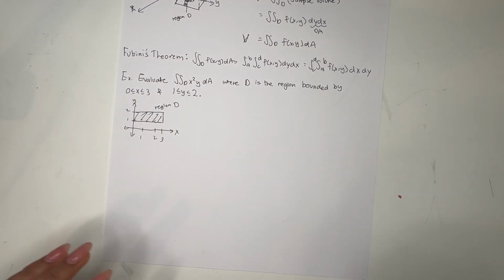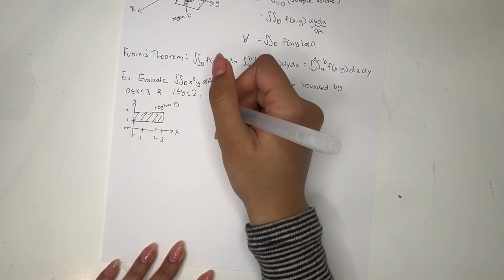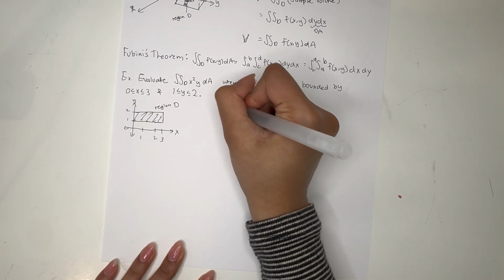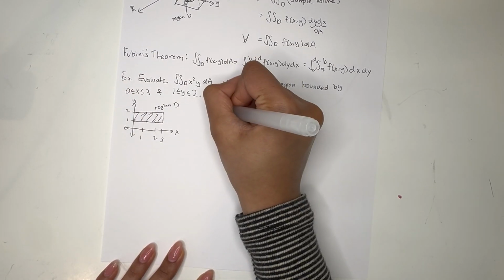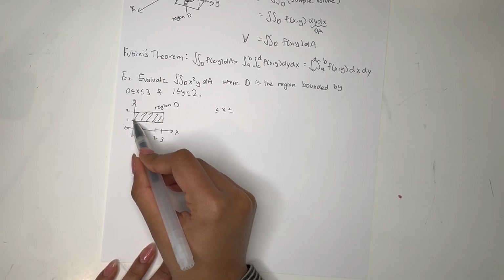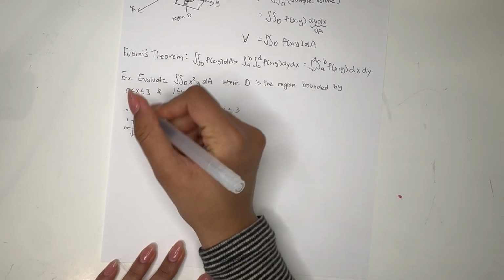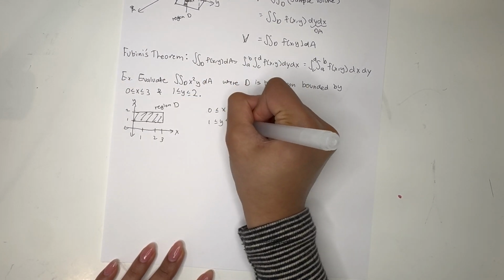So you want to find the bounds, and you will not always be given bounded by. This is just a nice problem. So let's go through as if we weren't given this, all we were given was this rectangle. Let's find the bounds for X. It's pretty easy to look at. You just see, oh, X goes from 0 to 3. And what about Y? Goes from 1 to 2. And so those are the bounds.